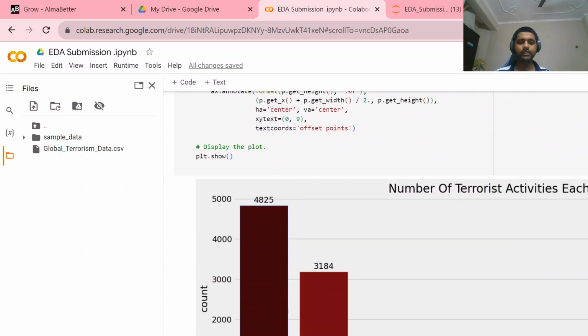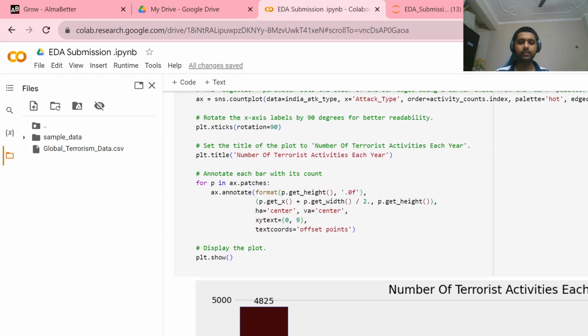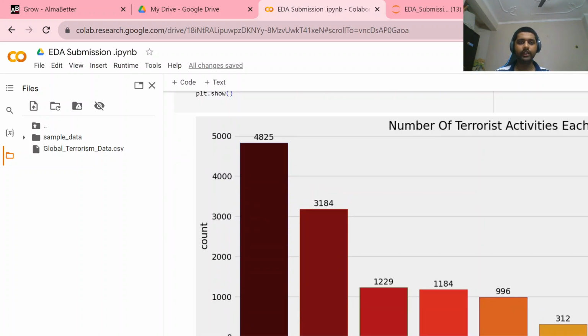Now our next graph shows how these types of attacks affect the country. If we particularly talk about India, the number of bombings and explosions is the most preferred type of attack by terrorists in the 21st century, which is 4,825. Armed assaults followed it, then assassination. The least number of attacks are hijackings.